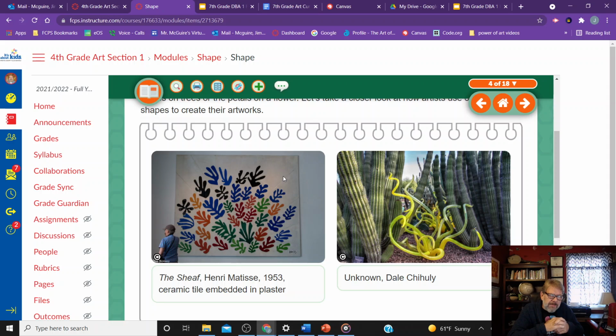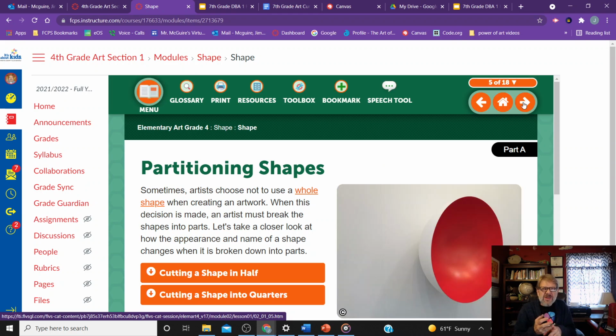Henri Matisse used paper. It was 2-dimensional, flat, and he cut his shapes out. Chihuly made a three-dimensional form out of his shapes, these big three-dimensional twisting things made of glass. So we're thinking about this, not just the shapes, not just the forms, but how do artists use them and what do they make them out of?